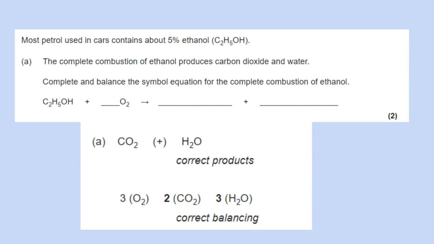Now you are allowed, if you do this way, to put a 2 in front of this, a 6 in front of this, 4 in front of your CO2, and then a 6 in front of your H2O. You are allowed multiples when doing balancing, okay? So that's doubled everything in the equation, if that makes sense.